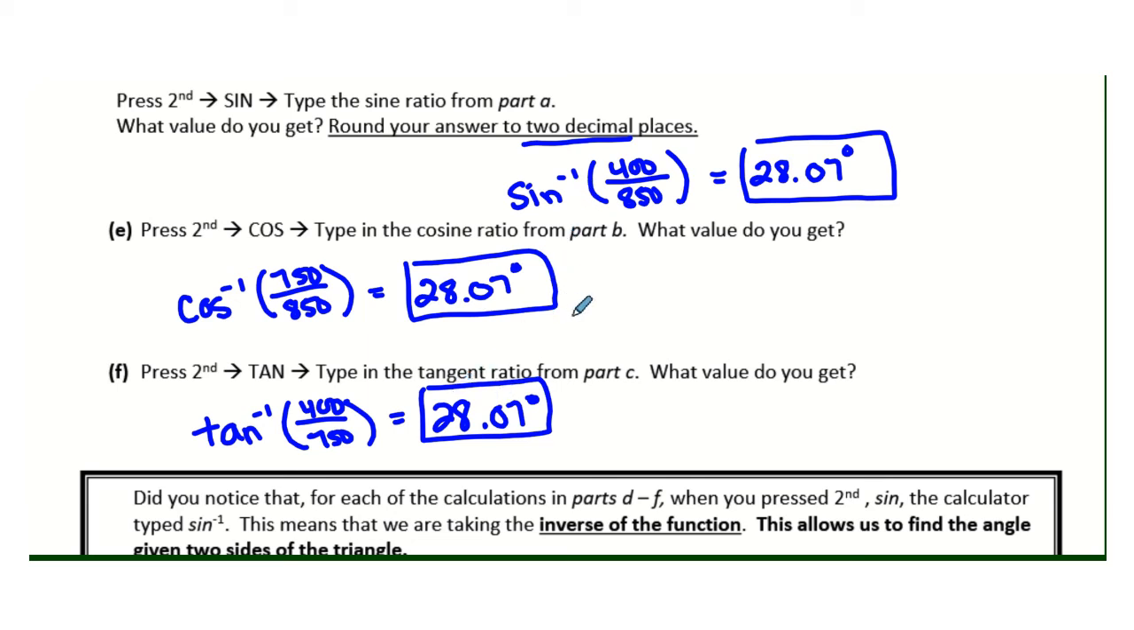So, when you're finding the side length, like how we did on the other page, that's when you just use sine, cosine, and tangent. When you're finding an angle measure, that's where you're going to use the inverse of sine, the inverse of cosine, and the inverse of tangent.